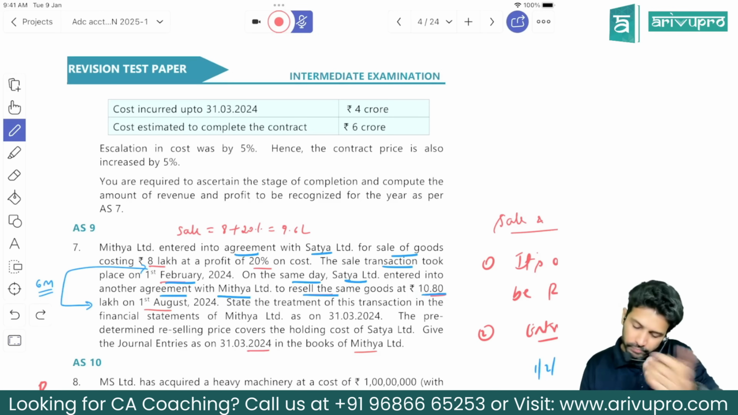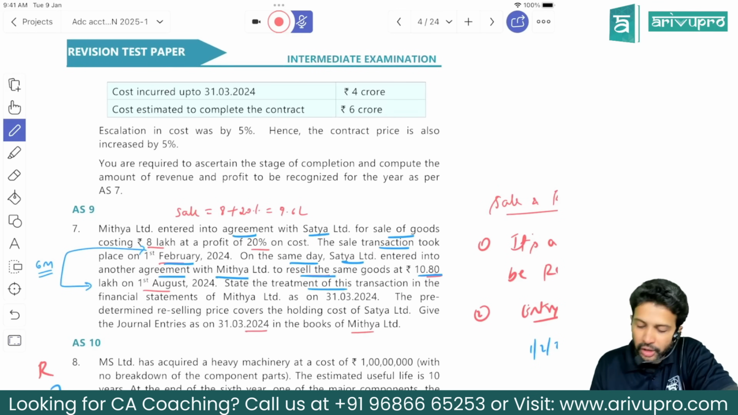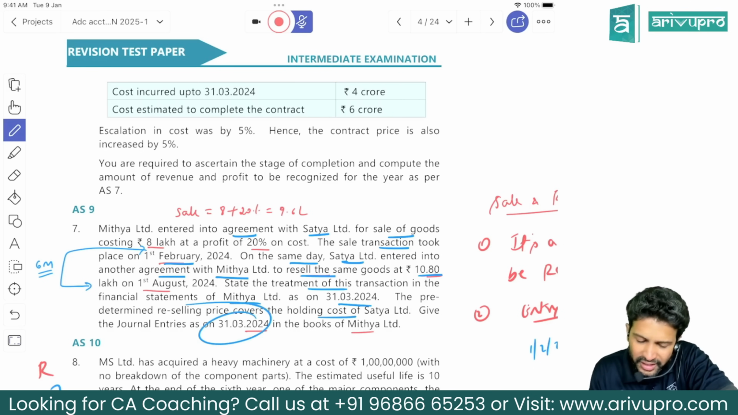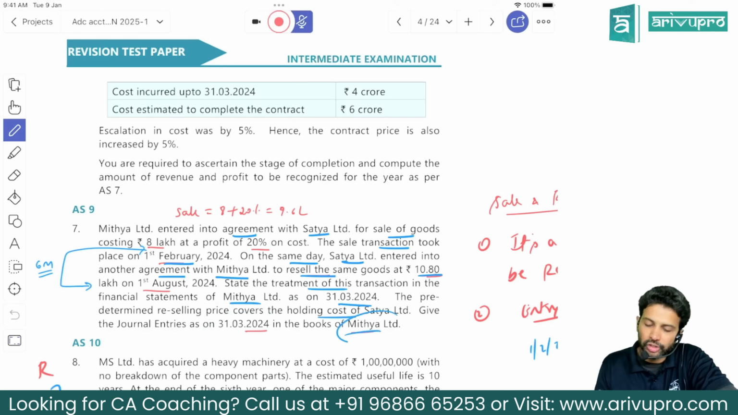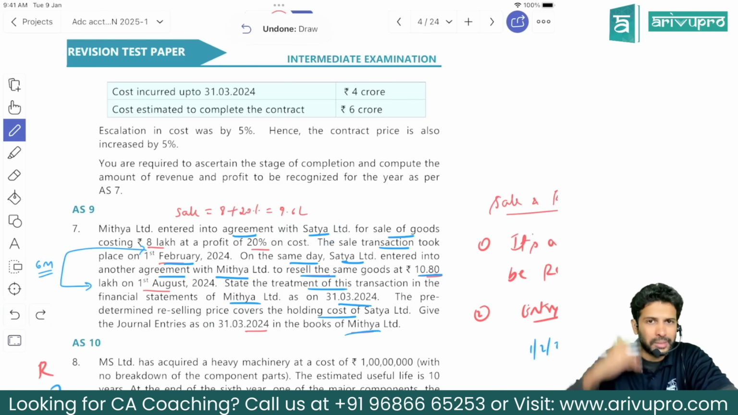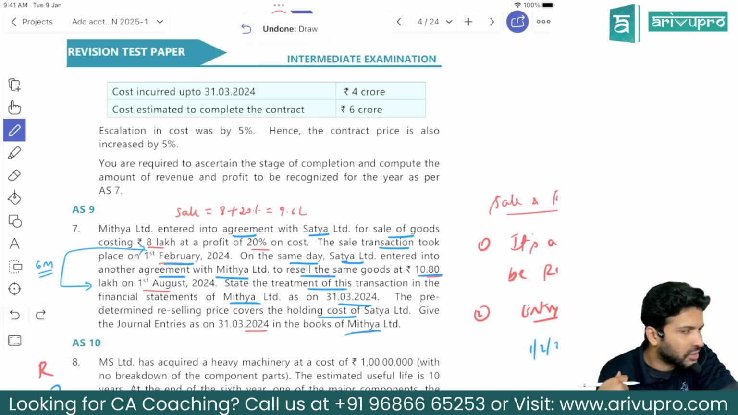Comfortable, sir? That's all. State the treatment of this transaction in the books of Mithya as on 31st March 2024. The predetermined selling price covers the holding cost of Satya, and so on. They are asking you to prepare the journal entry also. Okay, can we do it? In the books of Mithya, first Mithya is selling and later they are repurchasing the same goods.